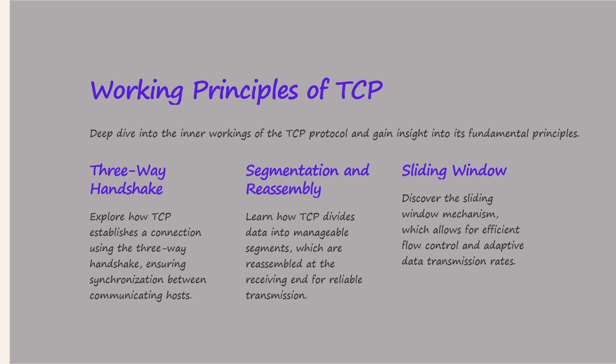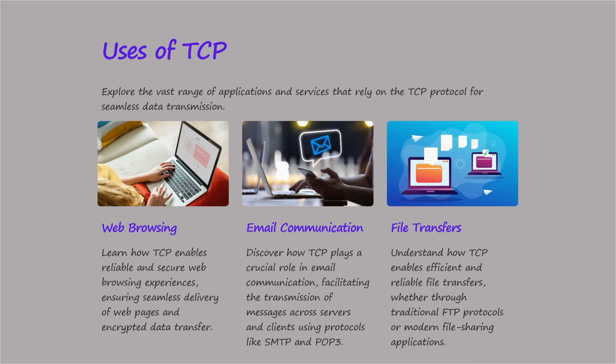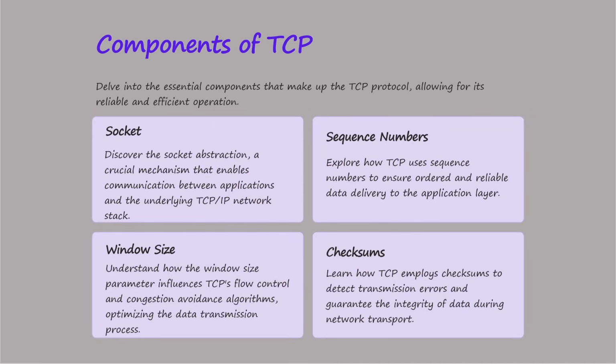So, the working principle of TCP. If you deep dive into the inner working of the TCP protocol, you get insight into its fundamental principles. First we have the three-way handshake, second segmentation and reassembly, and the sliding window. Okay, so what is the use of TCP? Web browsing, email communication and file transfer are the major TCP uses. And the components of TCP are socket, sequence number, window size, and checksum.